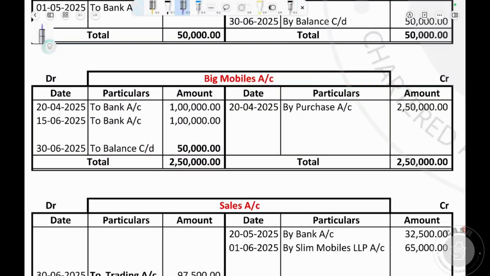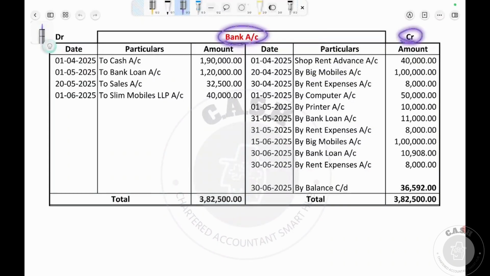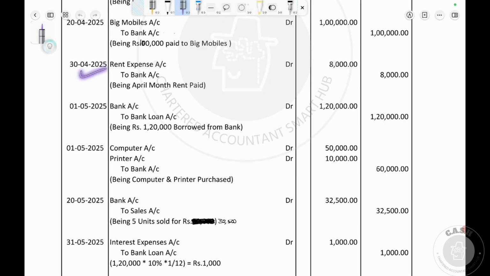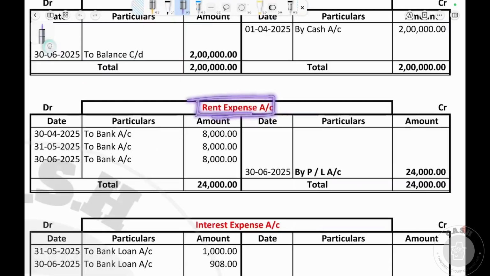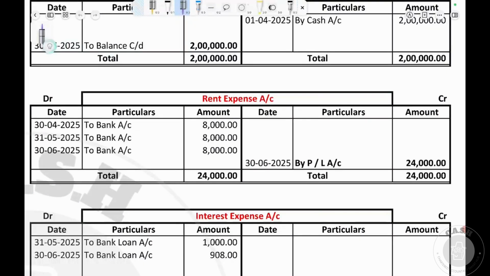Now we have to treat the same entry in bank account. Bank account credit, because credit what goes out. We are paying to Big Mobiles account, money goes out. Then rent expenses debit to bank account. Rent paid, money goes out. Since it is an expense, debit all expenses and losses, and the same happened for every month end. So the total will be 24,000.